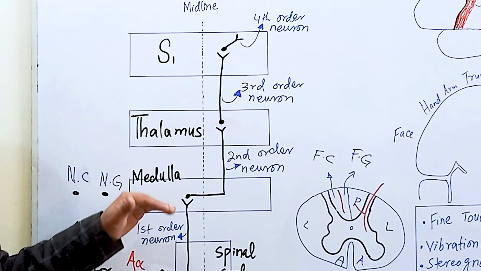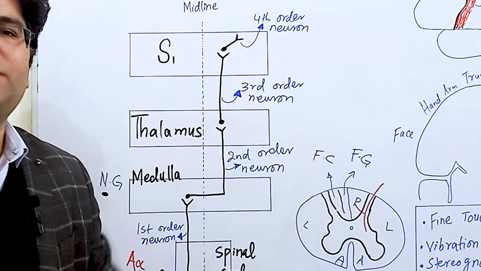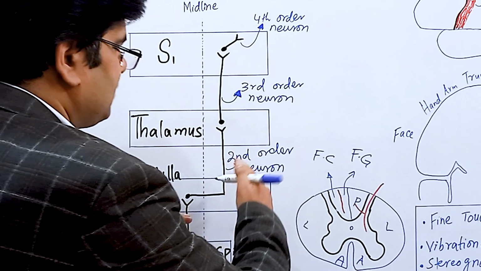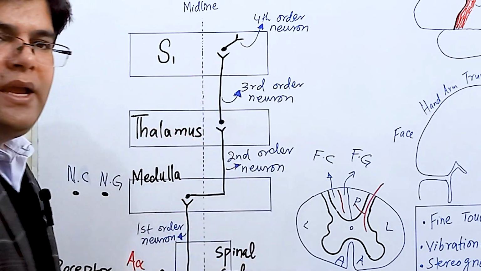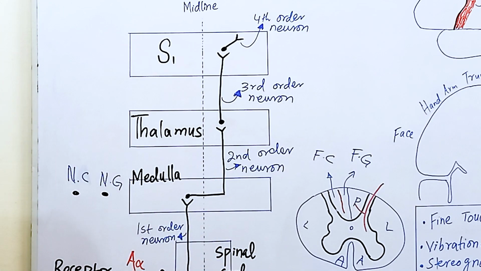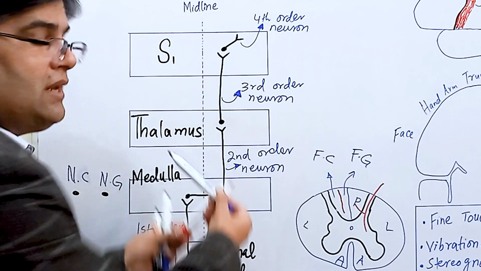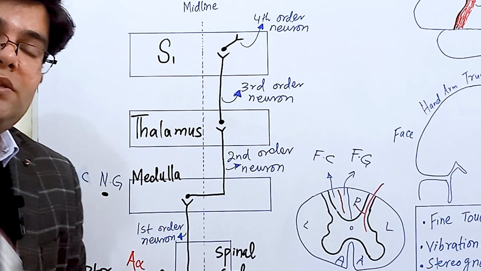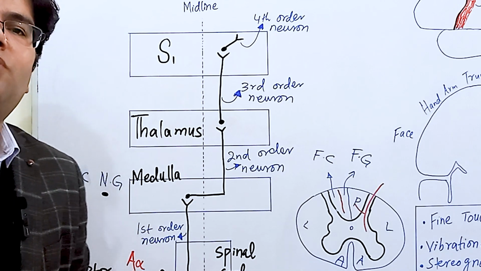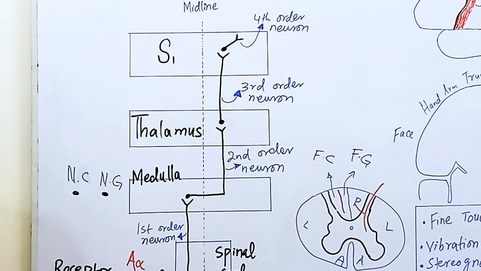So after this relay in the medulla, second order neurons start, which cross towards the opposite side, from left to right and from right to left. This kind of crossing is called sensory decussation or sensory crossing, which is present in the upper part of the medulla. The motor decussation, seen in the corticospinal tract, is present in the lower part of the medulla, which means the motor nerve fibers in the corticospinal tract also cross from one side to the other, but in the lower part of the medulla.